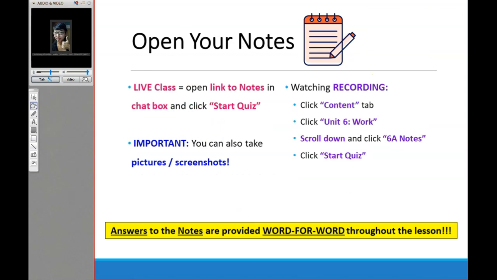Please make sure that you open up your notes or you are ready to take pictures or screenshots, and then give me a green check once you're ready. Green checks if you have your notes open or you're ready to take pictures. Keep on getting me those green checks. I will be right back. Hold on. All right, looking good, everyone.